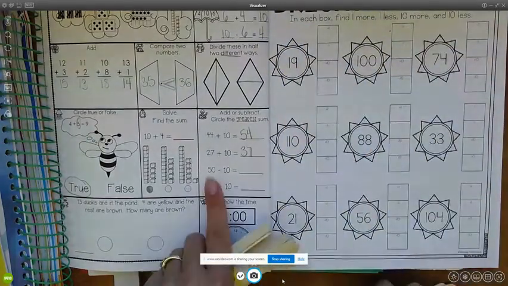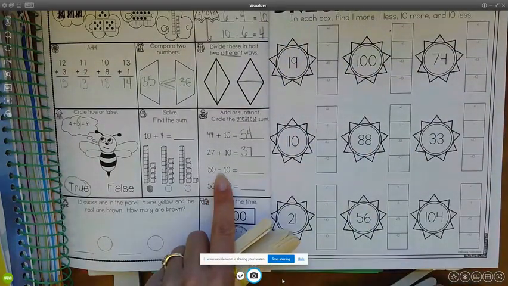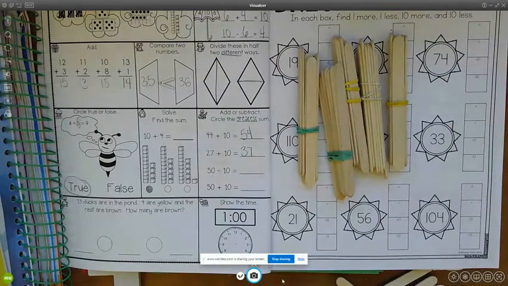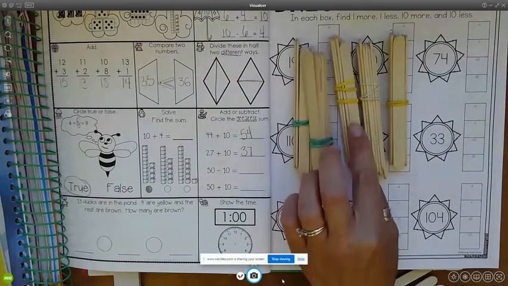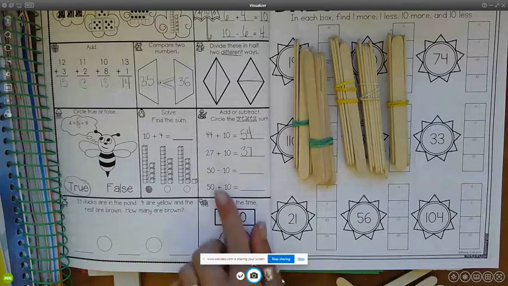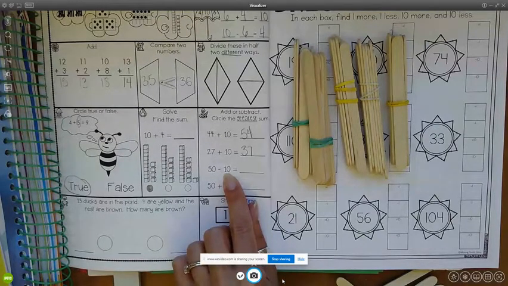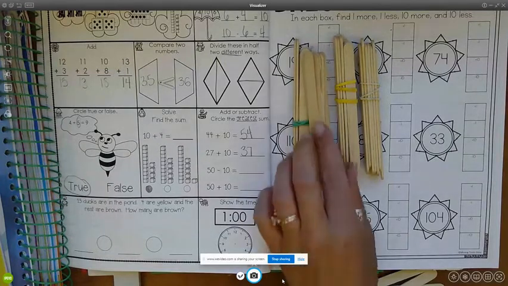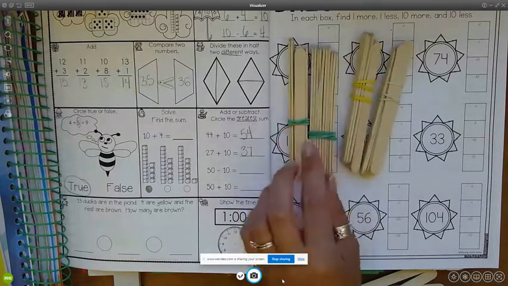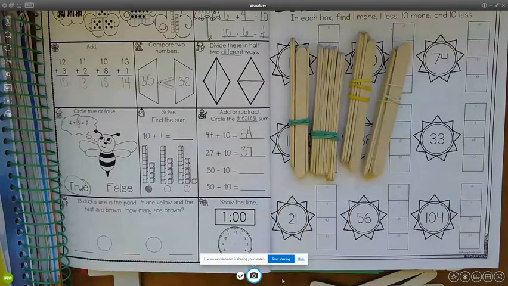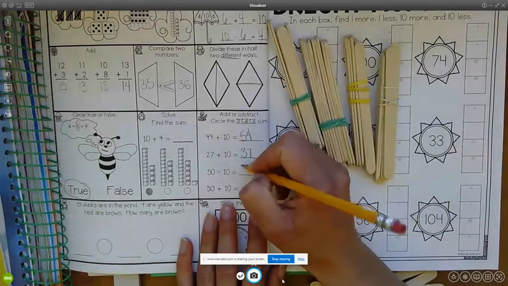Next problem says 50. This is where we have to be tricky. Is that a plus or a minus? Minus 10. I have 50. 10, 20, 30, 40, 50. I'm going to take away 10. When I have 50 and I subtract 10 or take away 10, I have 10, 20, 30, 40. My answer is 40.